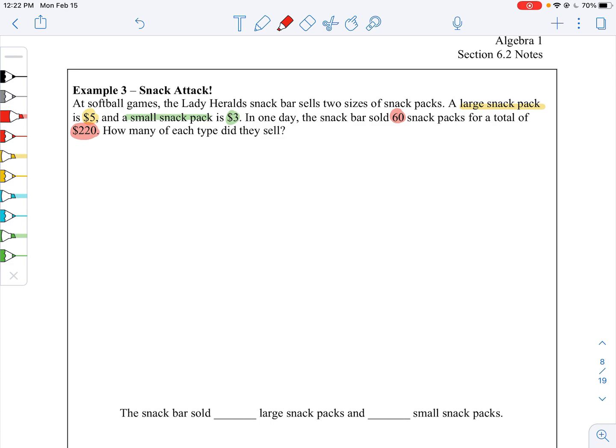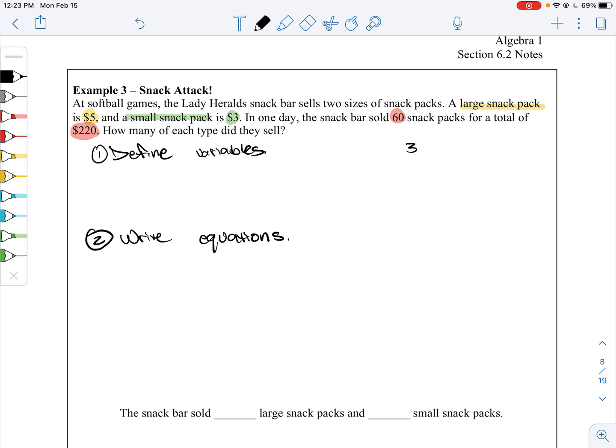Well, there are 3 steps to this problem. First, we need to define our variables. We need to say what our x and y are going to be. And then after we define our variables, we can write a system of equations to help us solve this problem. We can model the problem with equations. And then finally, we will actually solve that system.